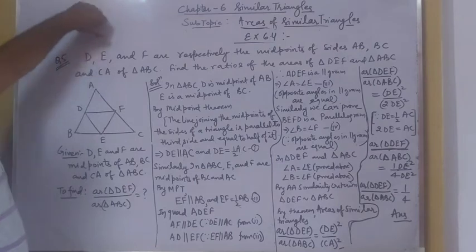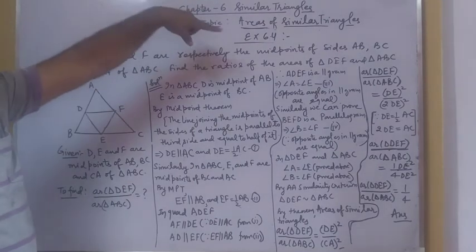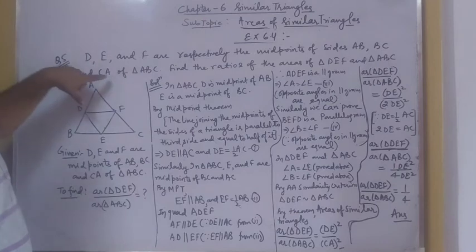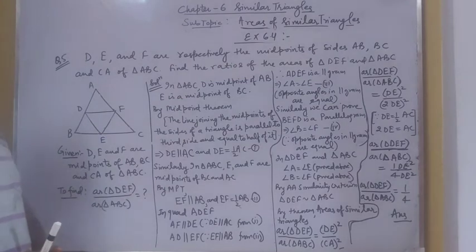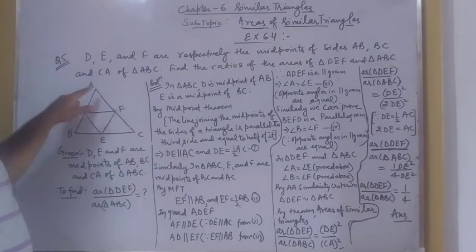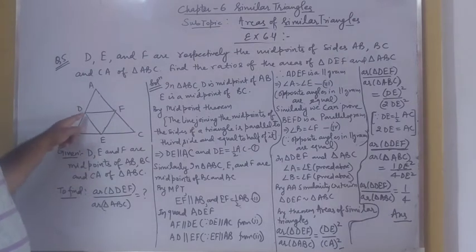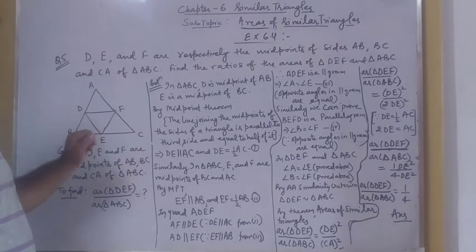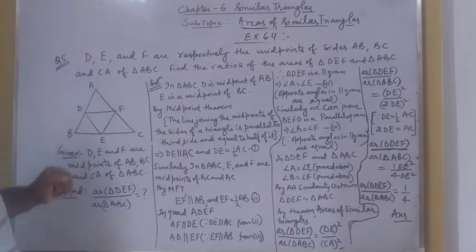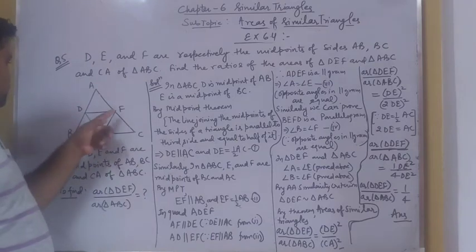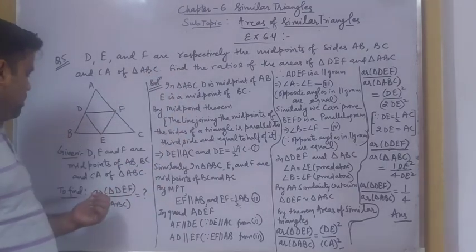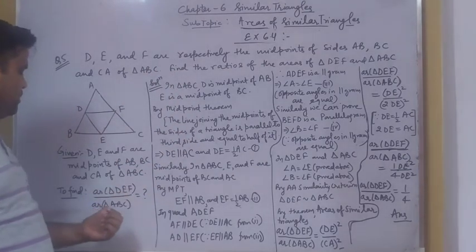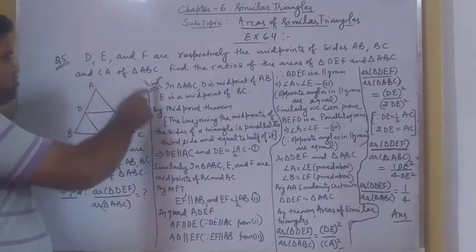D, E and F are respectively the midpoints of sides AB, BC and CA of triangle ABC. Find the ratio of the areas of triangle DEF and triangle ABC. For this, first of all, we draw a triangle ABC. Here D is the midpoint of AB, E is the midpoint of BC, and F is the midpoint of AC. So here we join these midpoints, we get a triangle DEF. In the given we write all the information. To find, we have to find the ratio of the area of triangle DEF and the area of triangle ABC. Now let us come to the solution.